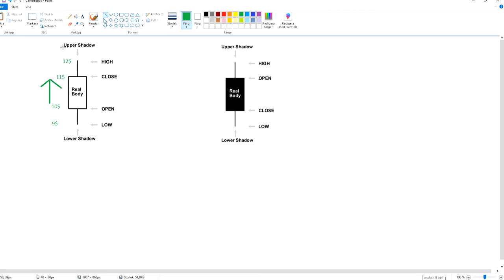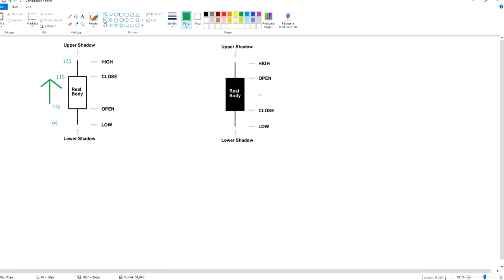The upper shadow is between the closing price and the highest price it went to during this trading session. The same is true of the lower shadow. It is between the opening price and how low it went during the trading. And the real body is between the opening price and closing price.